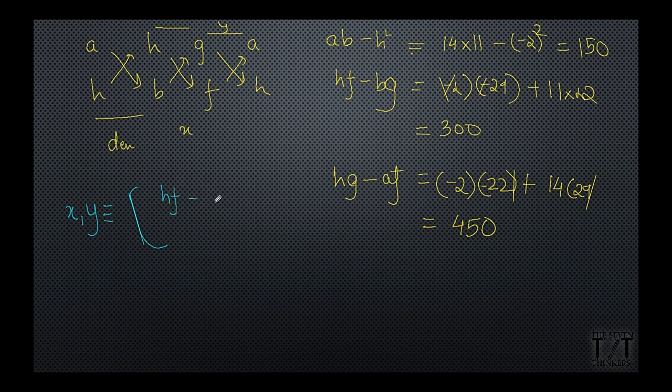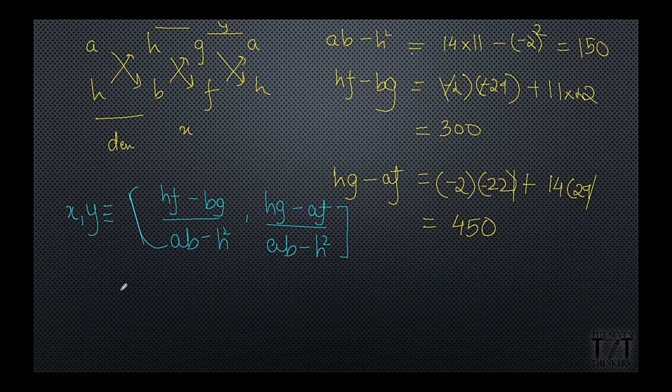So x comma y is equivalent to hf minus bg divided by ab minus h square, comma, hg minus af upon ab minus h square. So x comma y is represented respectively.